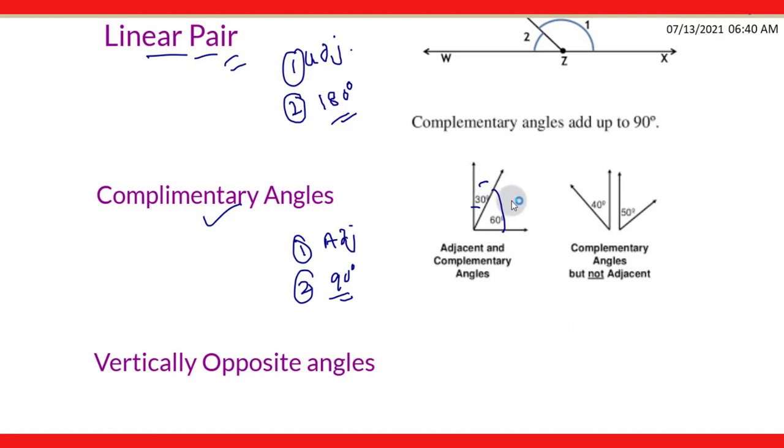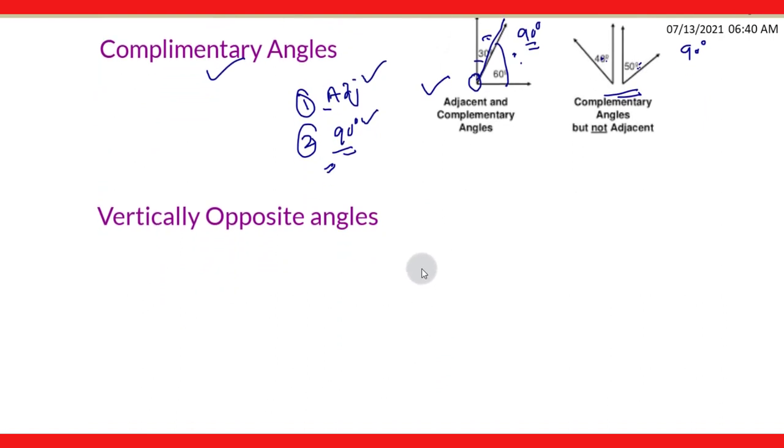Here we see that these two angles are adjacent angles because they have a common arm and a common vertex, and therefore this is a pair of adjacent angles. The first condition is satisfied. This is 60 degrees, this is 30 degrees, and so the sum is 90 degrees. The second condition is applied, and therefore we can say that this is a pair of complementary angles. Now see this condition. Here, though the sum of these two angles is 90 degrees, the first condition is not applied because these are not adjacent angles, and therefore we cannot call them complementary angles.